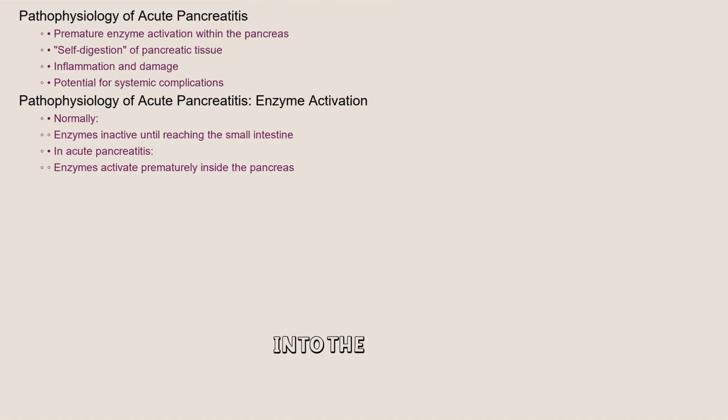Now, let's delve into the how, the pathophysiology. Normally, the pancreas produces digestive enzymes that are inactive until they reach the small intestine. In acute pancreatitis, these enzymes activate prematurely within the pancreas itself. This starts a process of self-digestion, causing inflammation and damage to the pancreatic tissue. The inflammatory response can then spread beyond the pancreas, potentially affecting other organs and leading to systemic complications.